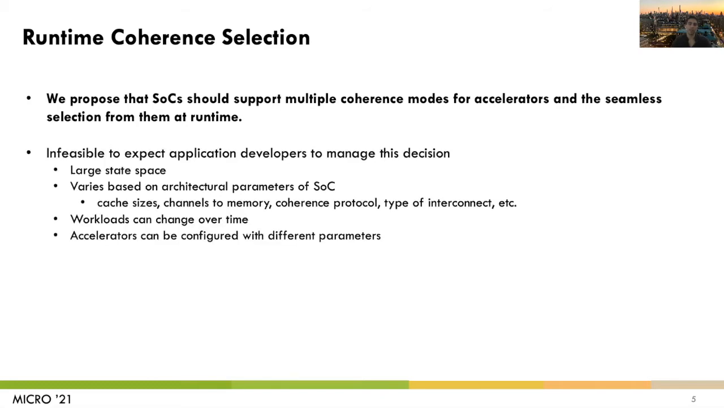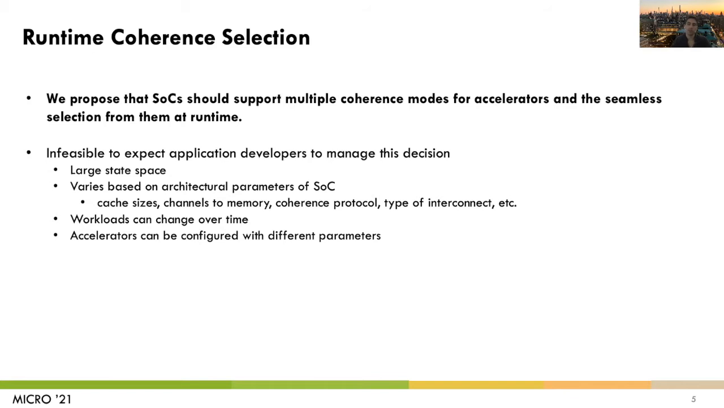However, it's infeasible to expect application developers to manage this decision. There's an enormous state space of variables that can affect the optimal choice. Some attributes are static, like the architectural parameters of the SoC, such as cache sizes, channels to memory, the coherence protocol in use, and the type of system interconnect. Others can change dynamically as workloads and utilization patterns change, and accelerators are configured with different parameters.